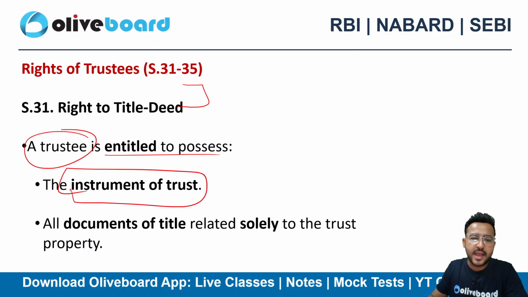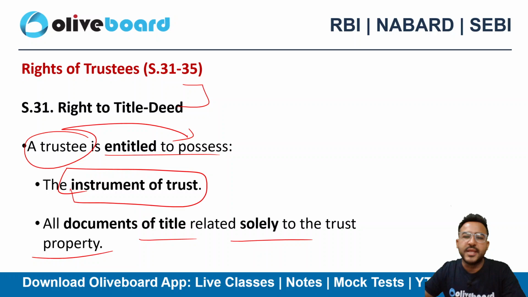So trustee should be having at least the instrument of trust. All the documents of title related to the trust should be solely with the trustee, right? So the instrument of trust, the documents of title, now the title itself has been transferred to the trustee, so obviously he must be having the possession of it, right? He must be having the possession of it.